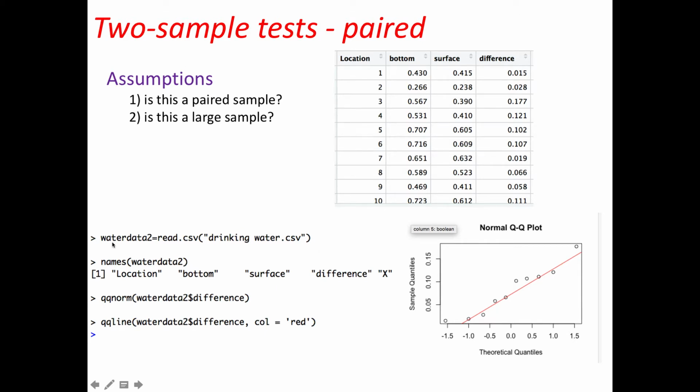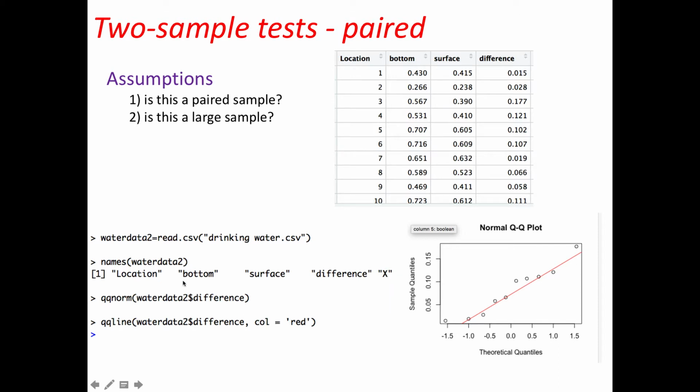Then I made sure to put this names function in here because I wanted to make sure that the sample labels were correct. So I called them up using the names function. And as you can see under the names function, it told me that the first column is location, then bottom, then surface, then difference, and it has this extra one that was just because of an input error that I made, but you don't have to worry about that right here.